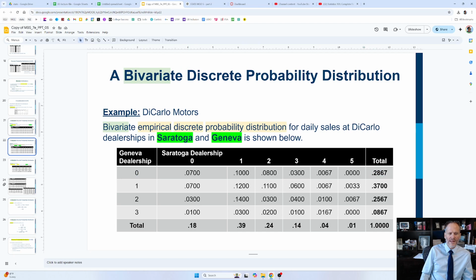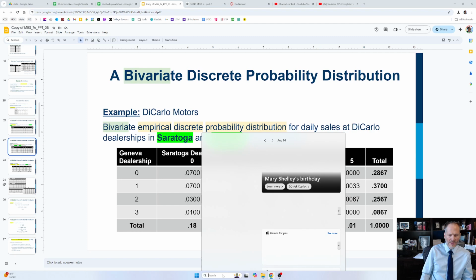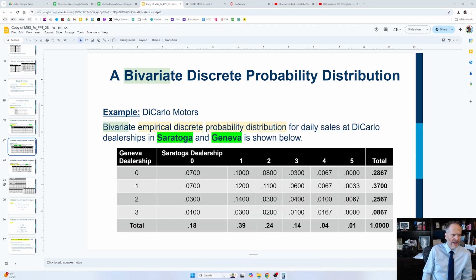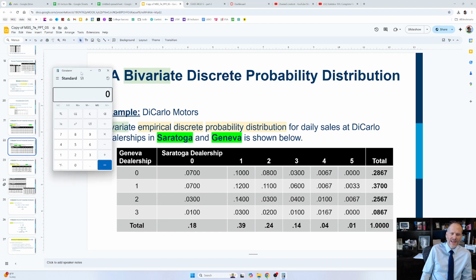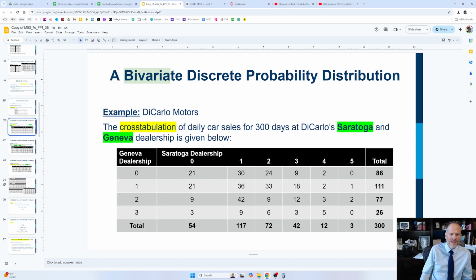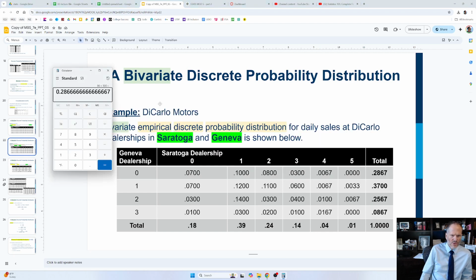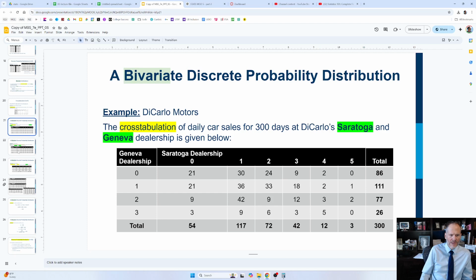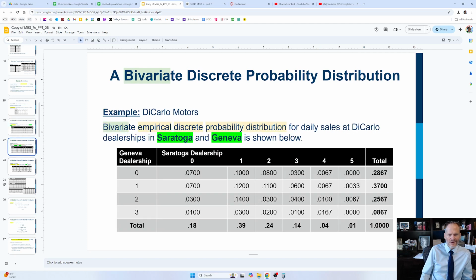So when we do all that division, 86 over 300, I'm going to bring up my calculator and divide that by 300. 86 divided by 300, we get 0.2867. And so that's how all these numbers are calculated: each number in each spot divided by 300. So we did 21 divided by 300. I'm just going to clear all that out and do 21 divided by 300, and we get 0.07. And at this point right here it is 0.07, right? And if we multiply all those by 100, we get percentages.